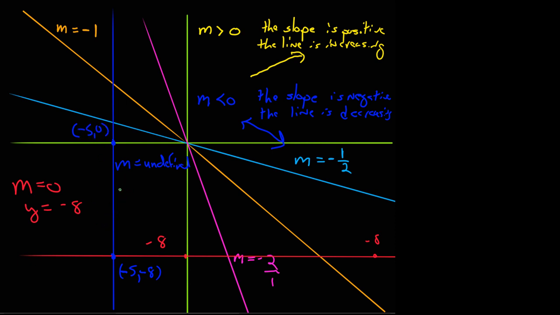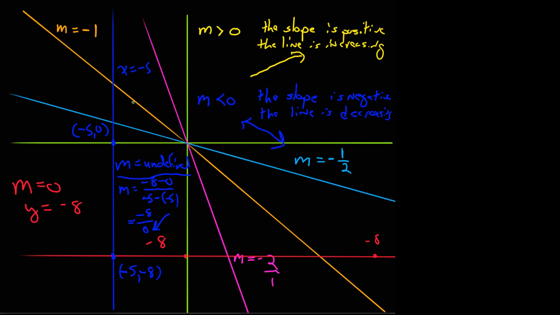Well, if I do my change in y, I'm looking at negative 8 minus 0 over negative 5 minus negative 5. Anything subtracted from itself is 0, and notice I'm trying to divide by 0. We can't divide by 0. So vertical lines are undefined. They just don't have a slope. I can't even write a y equals mx equation for this. This ends up being x equals negative 5. Notice there's no y variable in it.